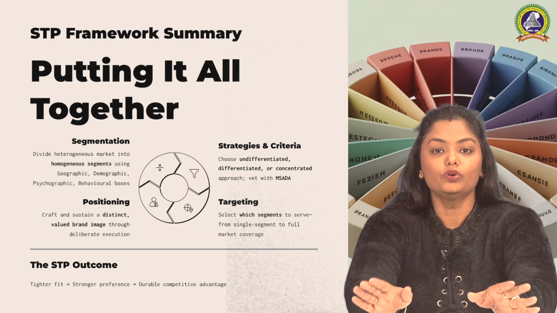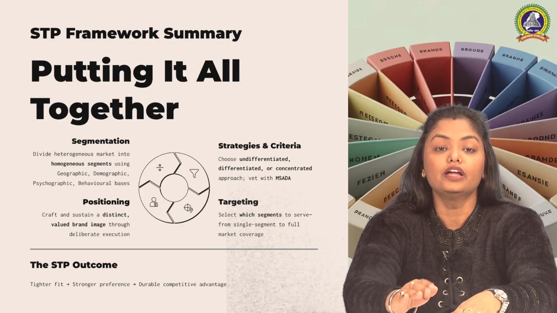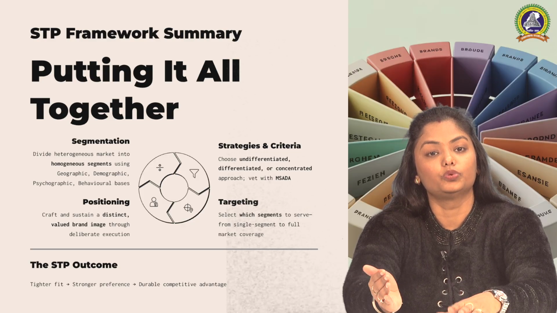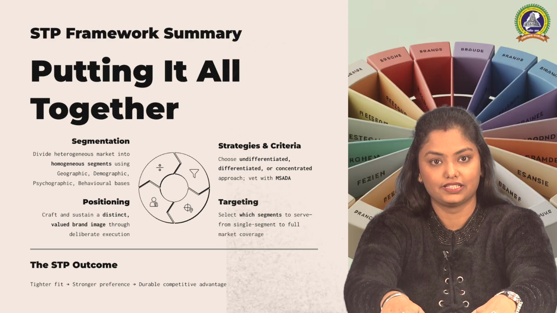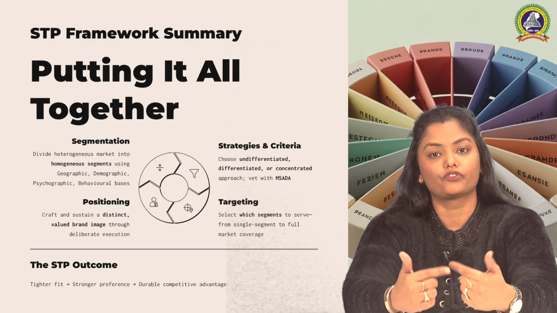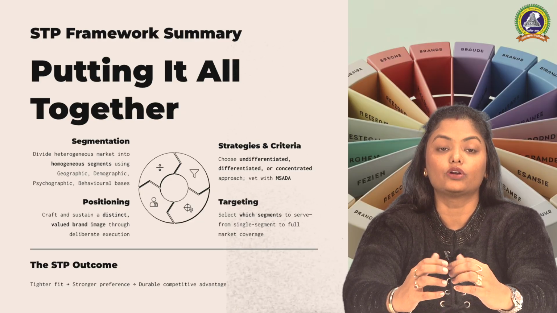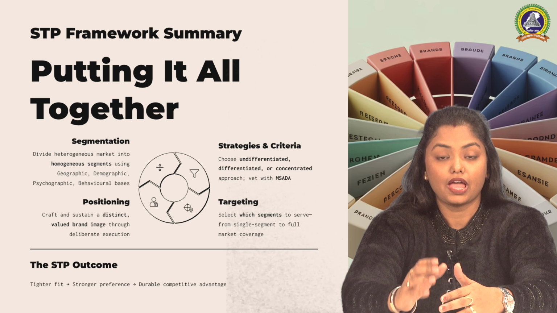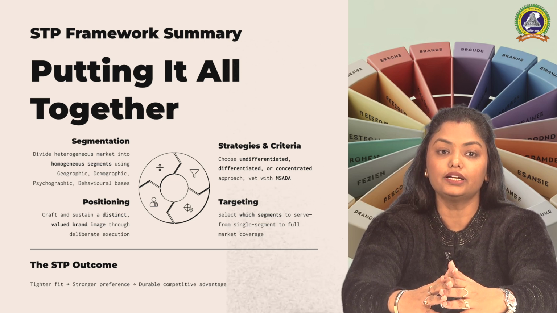Next, we moved to targeting, which is the active selection of these segments, and we reviewed the 5 patterns for doing so, from single segment concentration to full market coverage. And finally, we covered positioning, which is the strategic act of creating a distinct and valued image for a product in the mind of a target consumer. And we outlined the steps required to build and monitor that position.